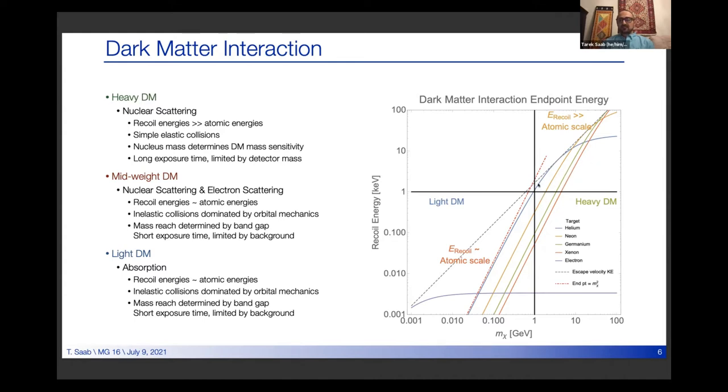As you extend the search to lighter and lighter particles, the maximum transfer energy drops. Now you enter a regime, and this is where the field is starting to expand, where the transferred energy is on the scale of the atomic energies, or the scale of the excitation energies in a medium. And all of a sudden, we find ourselves having to learn condensed matter physics as well to think about how one might pursue these searches.